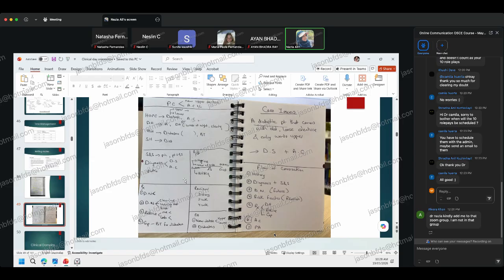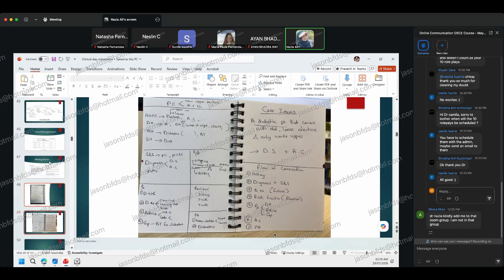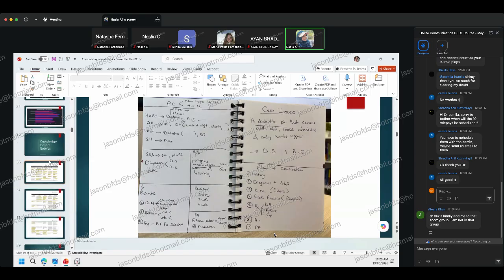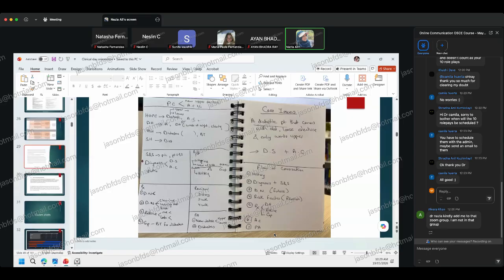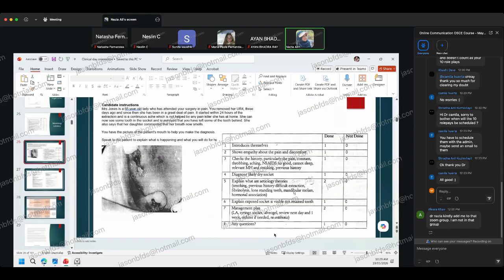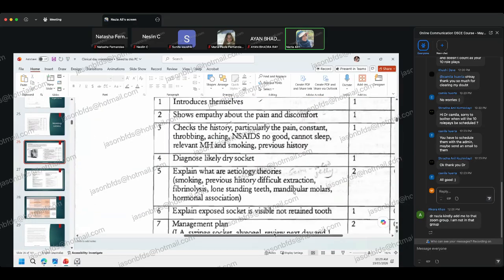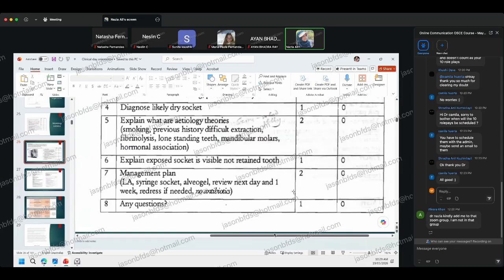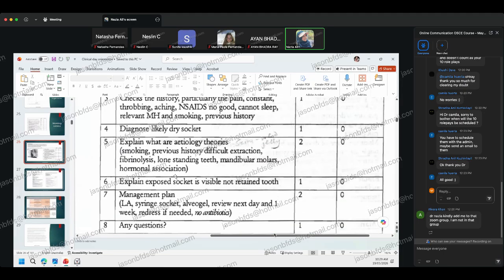So what do we do? Keywords. Always keywords. Just remember, when they're marking you in the exam on their iPad, they have keywords. I'm just giving you an example from my ORE in the UK. This was a case about dry socket. Do you see? There's just keywords, no long structures.